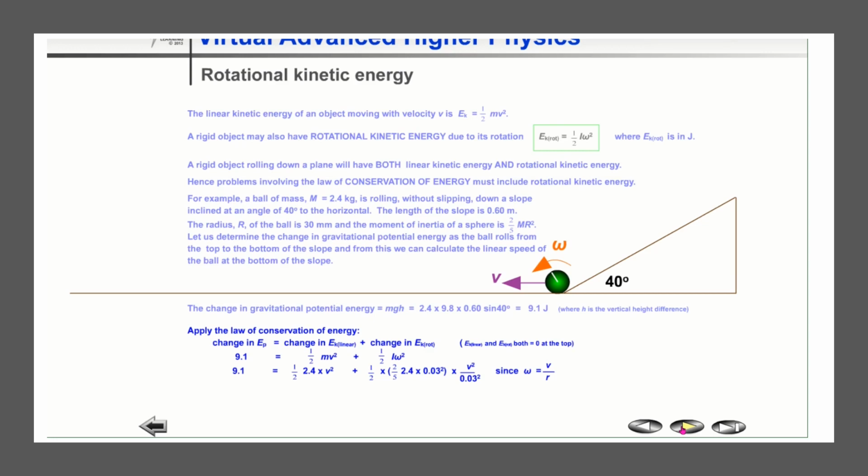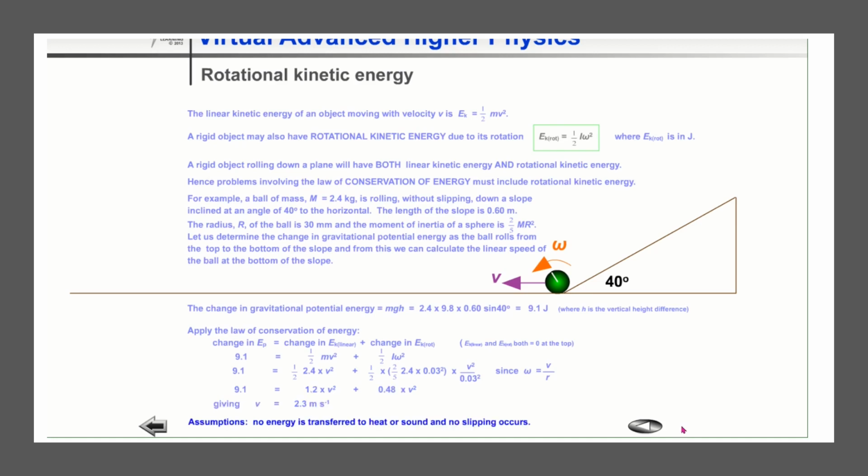We've obviously got too many unknowns, but we know that omega is v over r, and the value of v is equal to 2.3 meters per second. We're assuming that no energy is transferred to heat or sound and no slipping occurs. So the object rotates fully down the slope and doesn't slide down the slope.